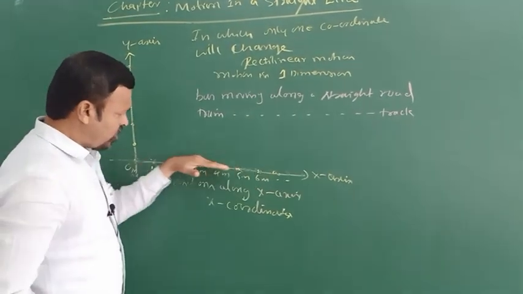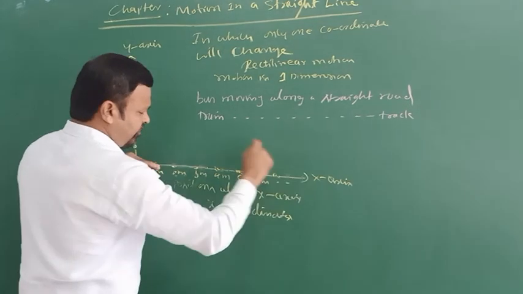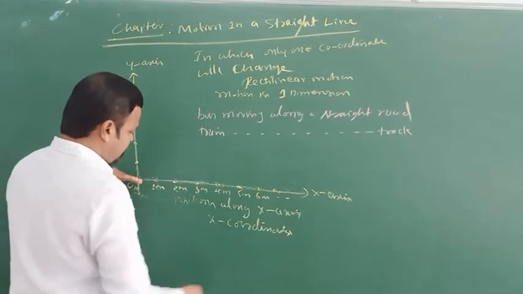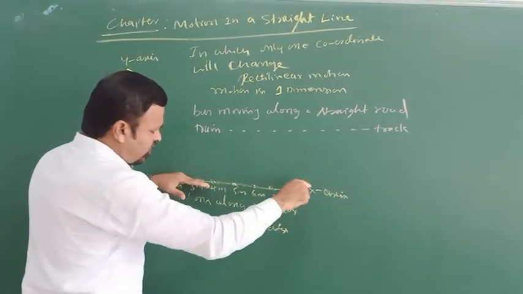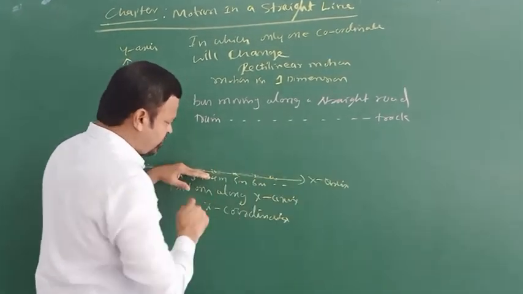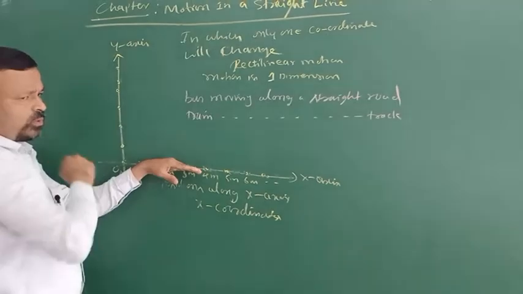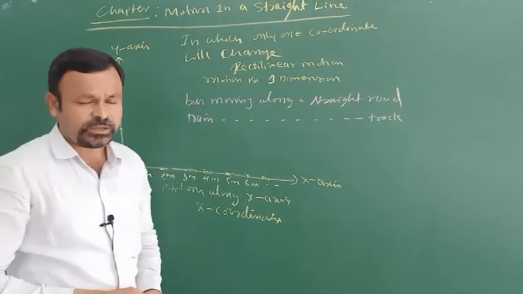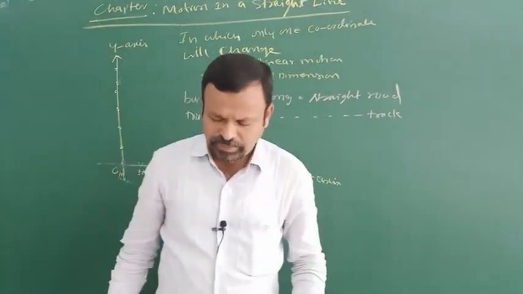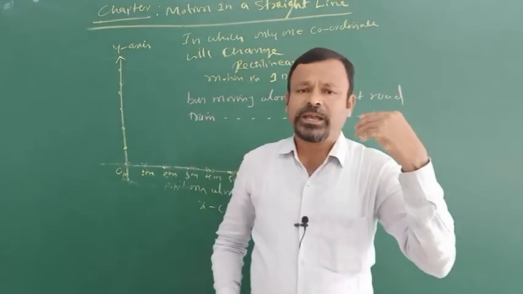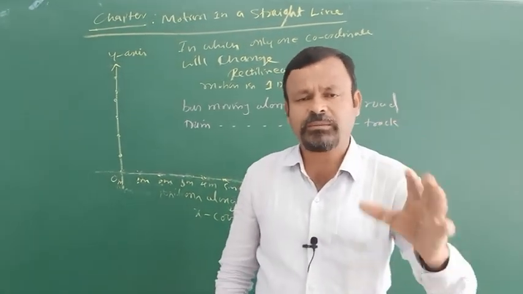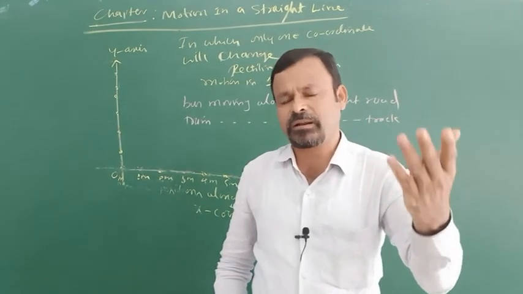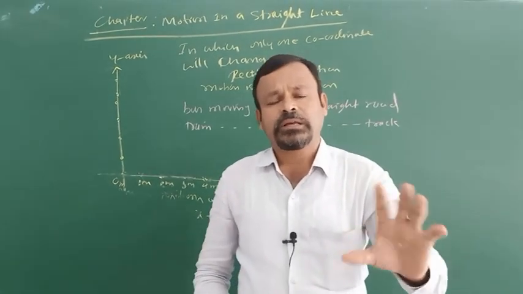On a straight road only one direction is there, say the x-axis. Then if the bus moves like this, only one coordinate will change, meaning the x coordinate will change. There is no change in the y coordinate. Such a motion is called motion in one dimension or motion in a straight line. Remember, motion in one dimension, motion in a straight line, and rectilinear motion are all the same.